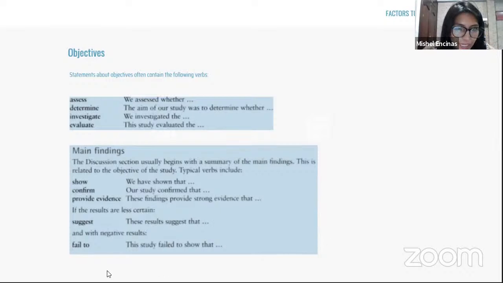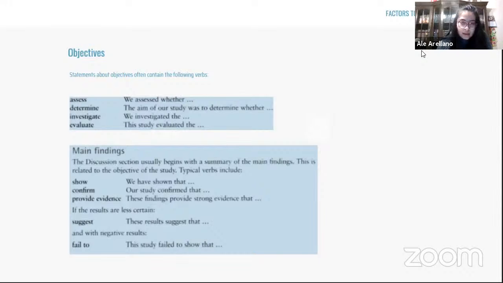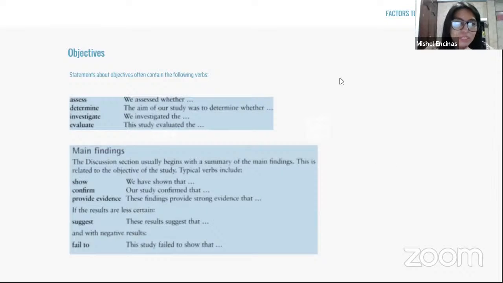Okay, then we have, where was I? Provide evidence, right? These findings provide strong evidence that, if the results are less certain, no problem. Ale, do you listen to me? Yes, Miss. Okay, sorry. I thought it was off.